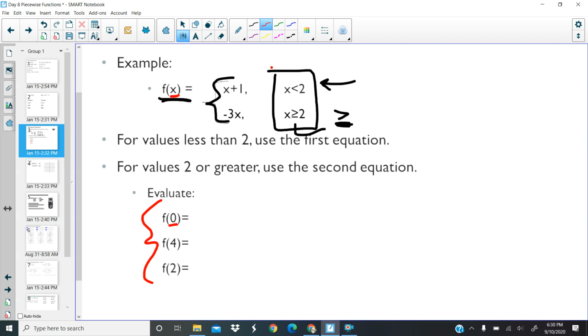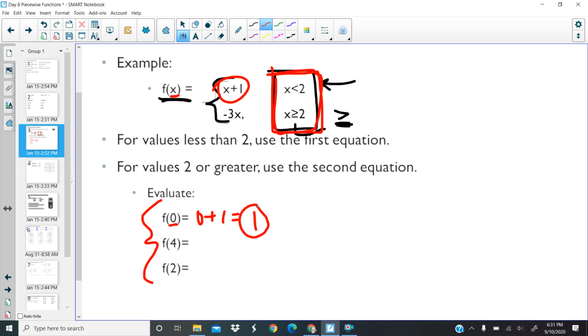Then what you have to do is look at your intervals, and you see that 0 is going to be less than 2. Since 0 is less than 2, you're going to use the first equation, x plus 1. So instead of the x, you're going to plug in 0 for x and then do plus 1. That means you're going to get f of 0 equals 1. And that's it for that one.